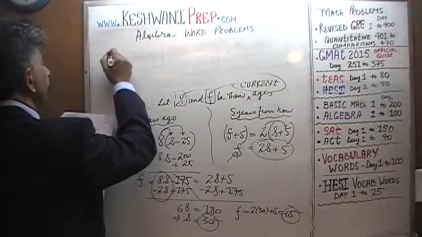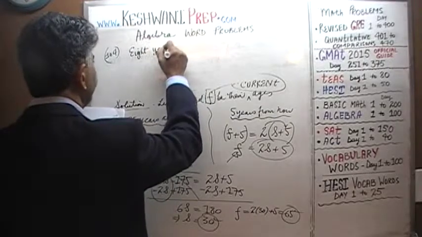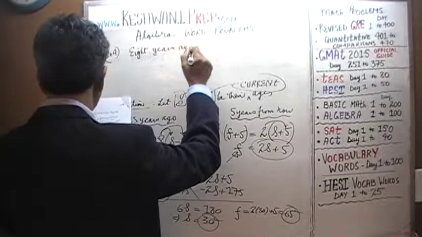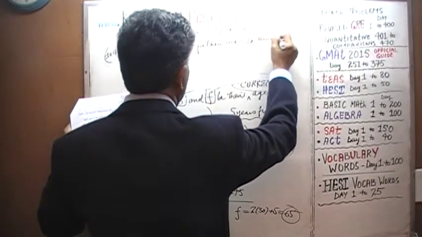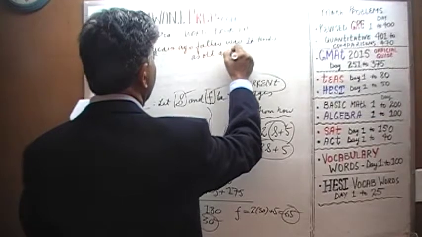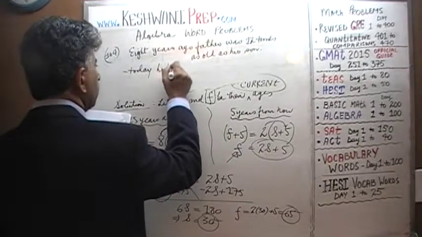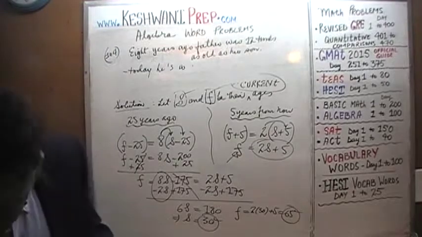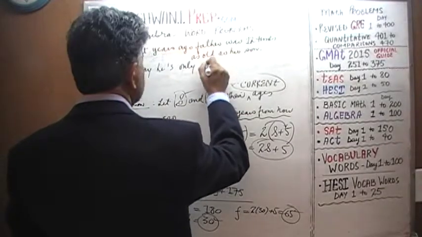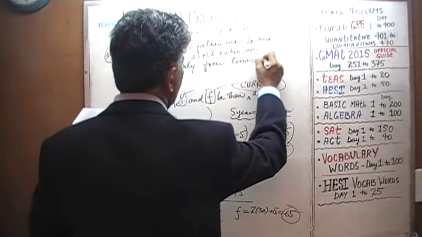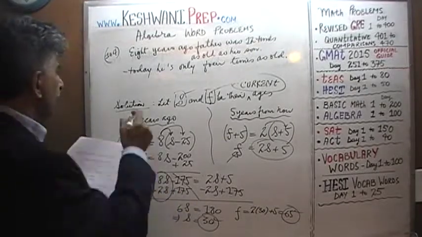8 years ago, this is 104. Father was 12 times as old as his son. Today, he is only 4 times as old. 8 years ago he was 12 times as old. Today he's only 4 times as old. How old are they now?